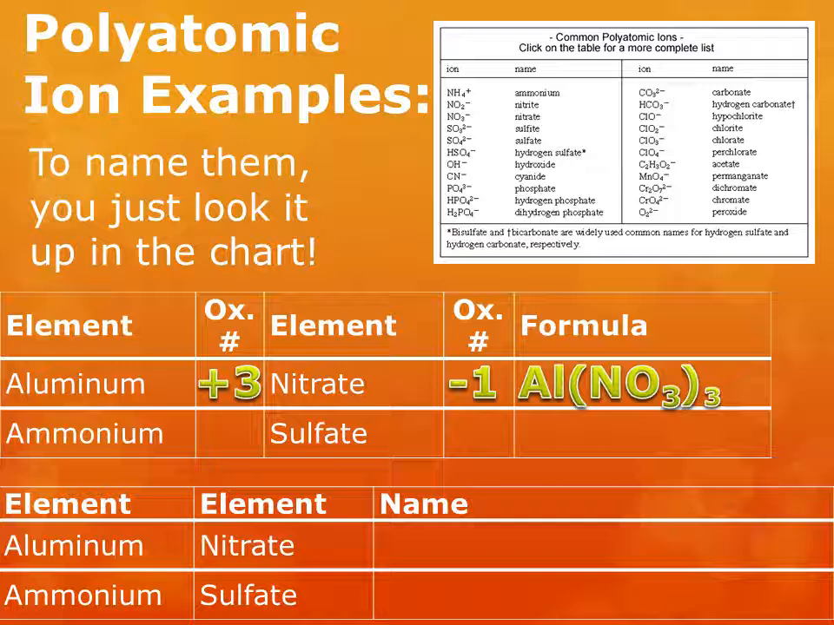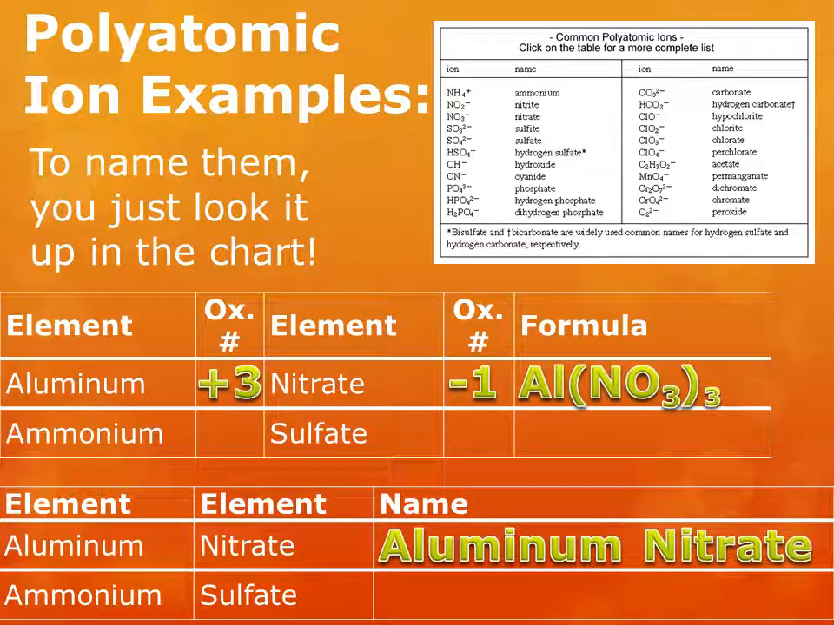So naming them. Naming them, you'll love it. It's super easy. It's even easier than anything else. You write down the name of them. So aluminum is aluminum, right? And then the NO3, you just write down the name of it. NO3 is nitrate, so you write aluminum nitrate. How easy is that? Okay, so let's try a harder one.